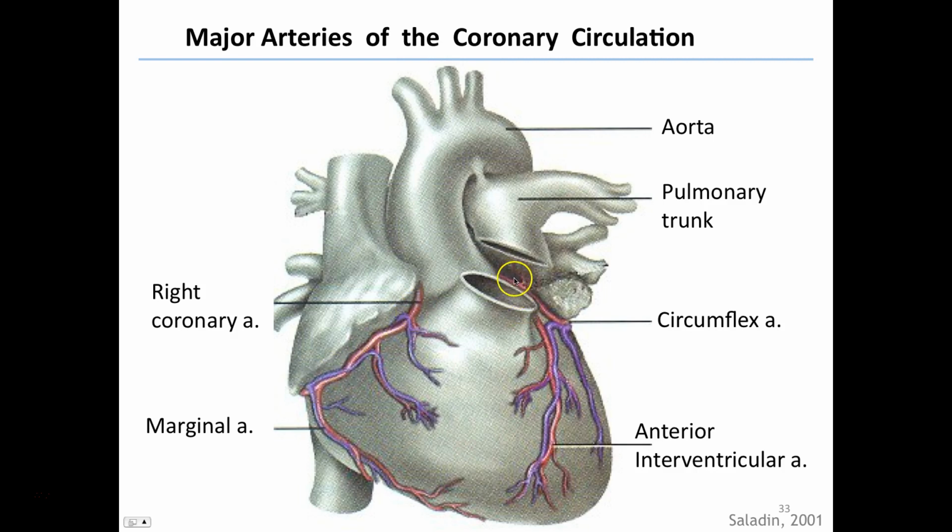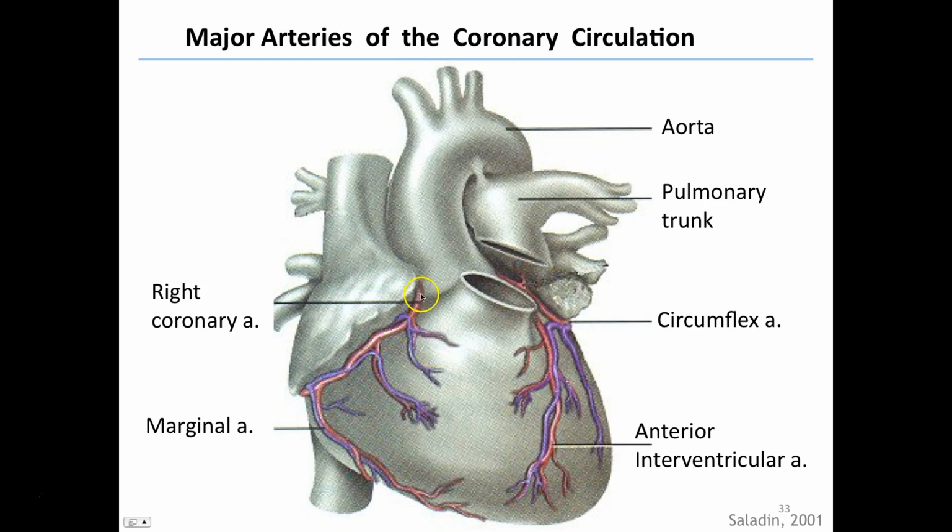On the left side, we have the left coronary artery. Interesting to note that the left coronary artery is only a couple of centimetres long, because what it does, it finishes by dividing into 2 other new branches, which is the circumflex artery and the anterior interventricular artery.